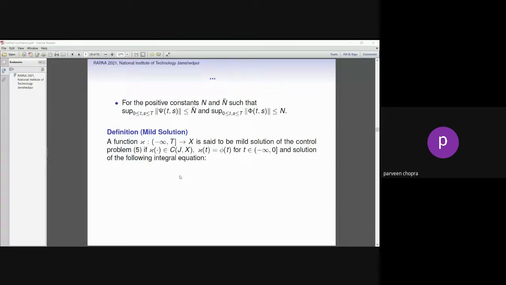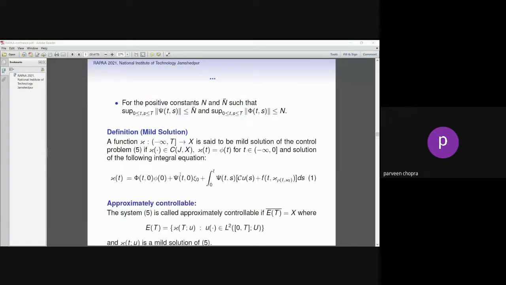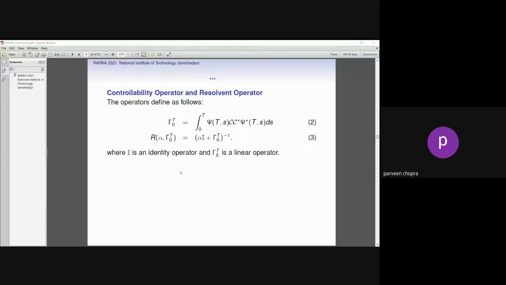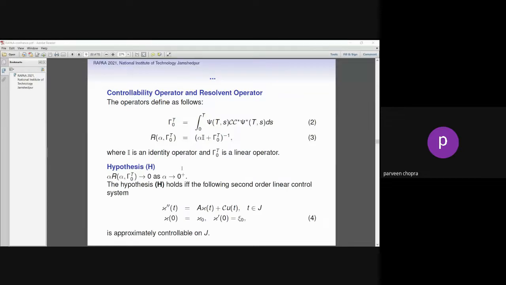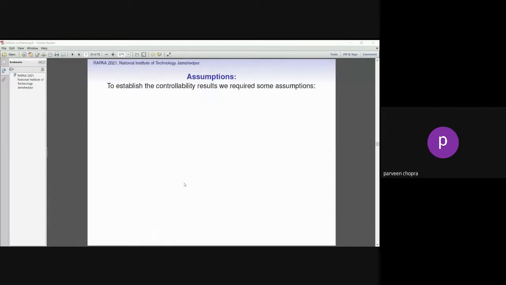The mild solution of problem phi is defined in the form of the integral equation 1. The system phi is called approximately controllable if the reachable set is dense in the Banach space X. For the controllability of the problem, we define the controllability operator and the resolvent operator in the form of equations 2 and 3. The hypothesis is that if the resolvent operator approaches 0 as alpha tends to 0, then the system given in the form of 4 is approximately controllable.